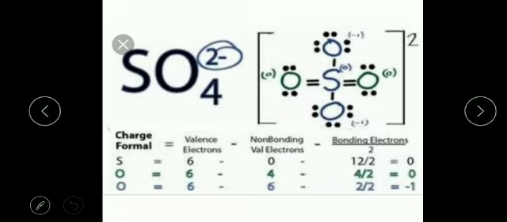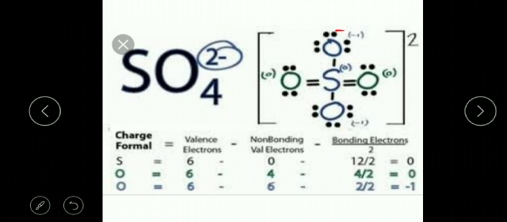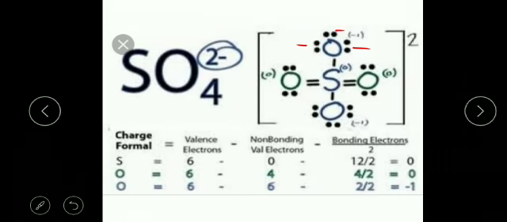Then oxygen B, this one. For this the valency is 6, minus the number of lone pair electrons, which is 6, this and this one, minus the bond pair, 2 divided by 2. So 6 minus 6 is 0, 0 minus 1 is minus 1.